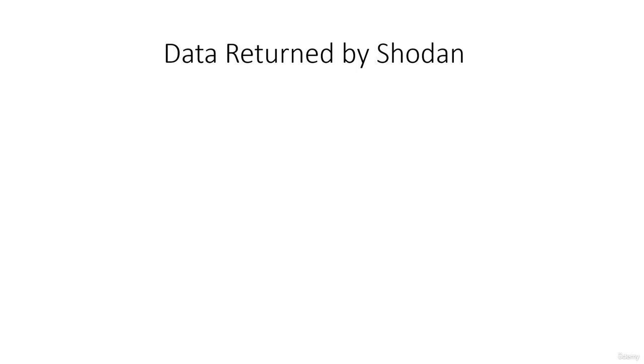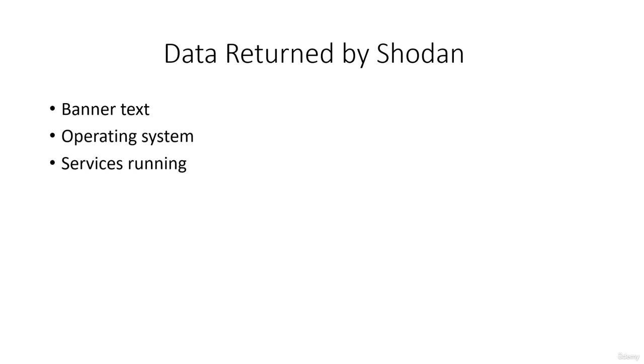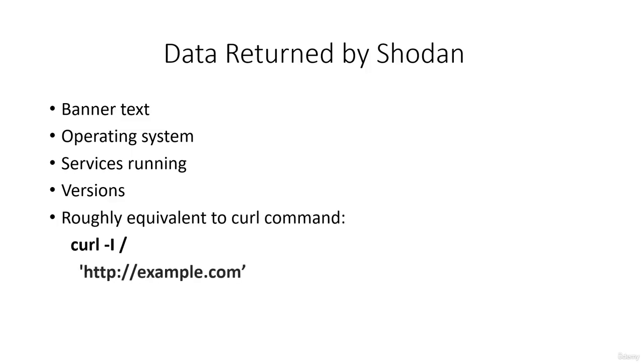So what data is returned by Shodan? It first returns the banner text, then the operating system, the services running on the system, and the version, and it is roughly equivalent to a curl command, which looks like this.